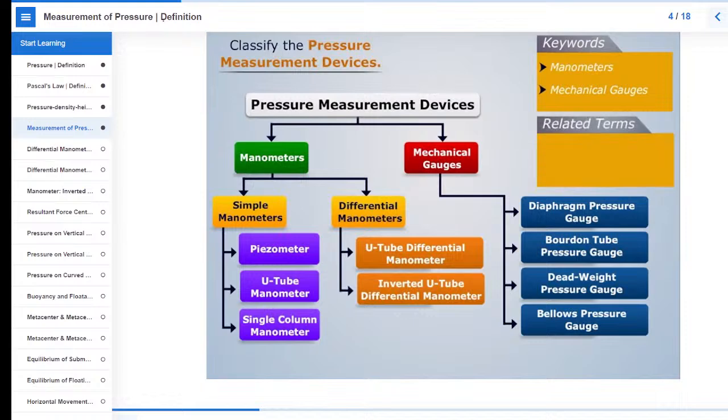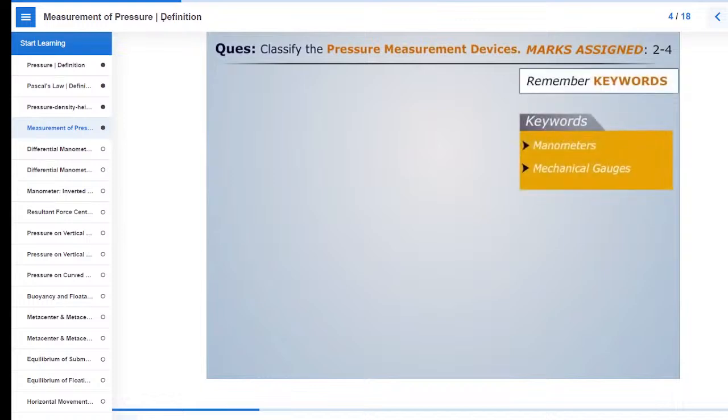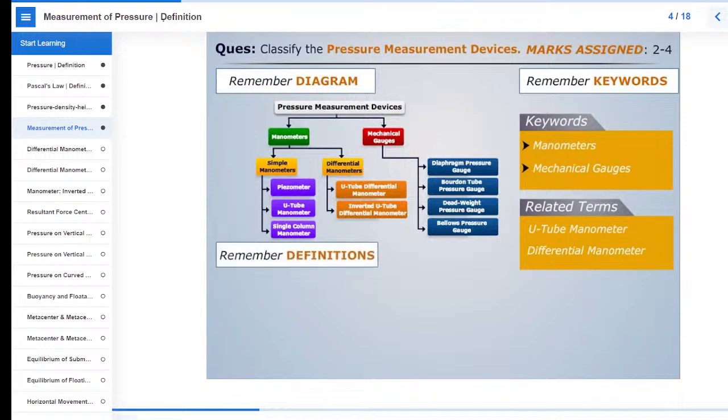The related terms are U-tube manometer and differential manometer. Question. Remember keywords. Related terms are: remember diagram, remember definitions.